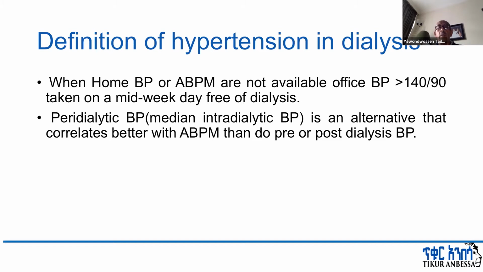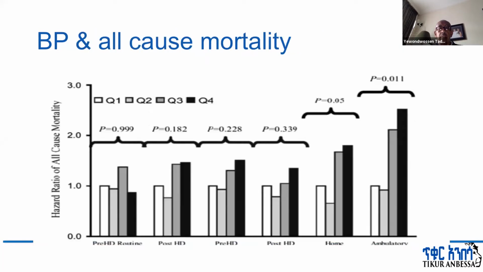Our patients have their blood pressure measured several times during the 4-hour dialysis that they stay with us. And if we can use the median intradialytic BP, it correlates better with ambulatory blood pressure measurement than either pre or post dialysis. So this is how experts would like hypertension to be defined in our patients on maintenance hemodialysis.